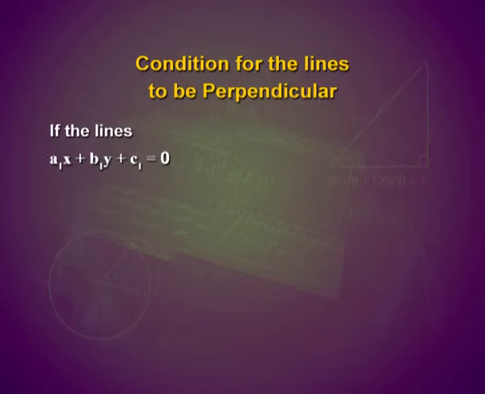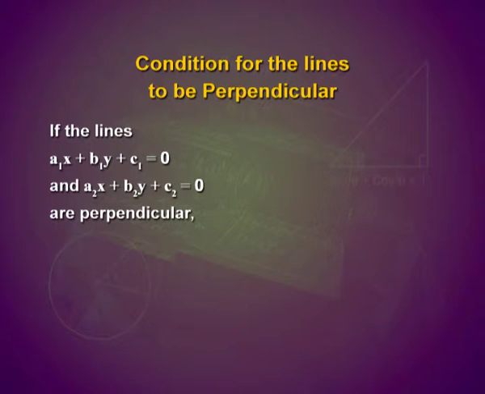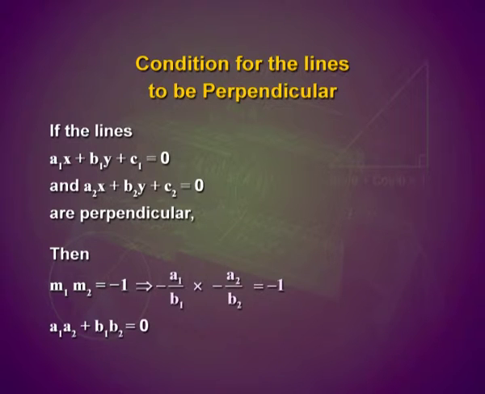If the lines a1x plus b1y plus c1 is equal to 0 and a2x plus b2y plus c2 is equal to 0 are perpendicular, then we have the product of the slopes, namely m1 into m2, equal to minus 1, that is minus a1 upon b1 into minus a2 upon b2 is equal to minus 1. That gives a1 upon a2 plus b1 upon b2 is equal to 0.